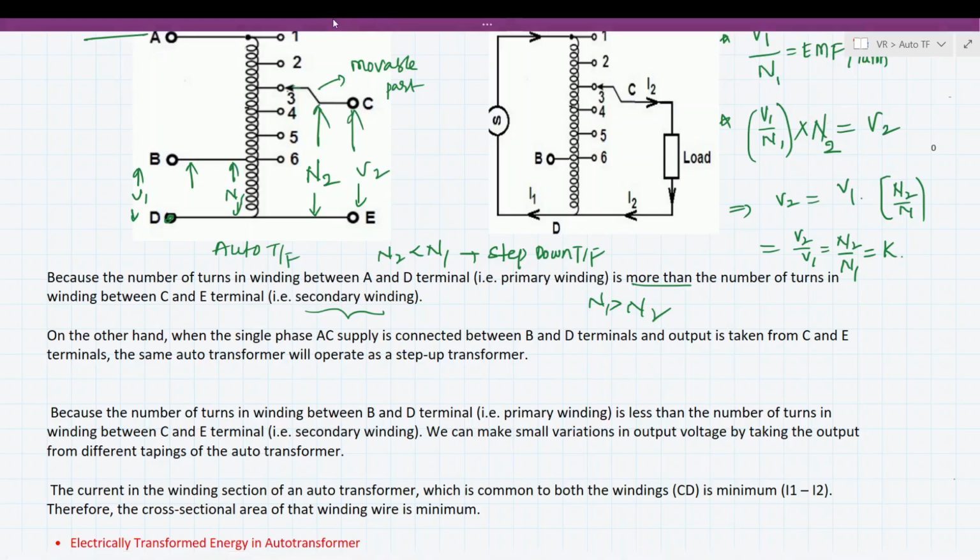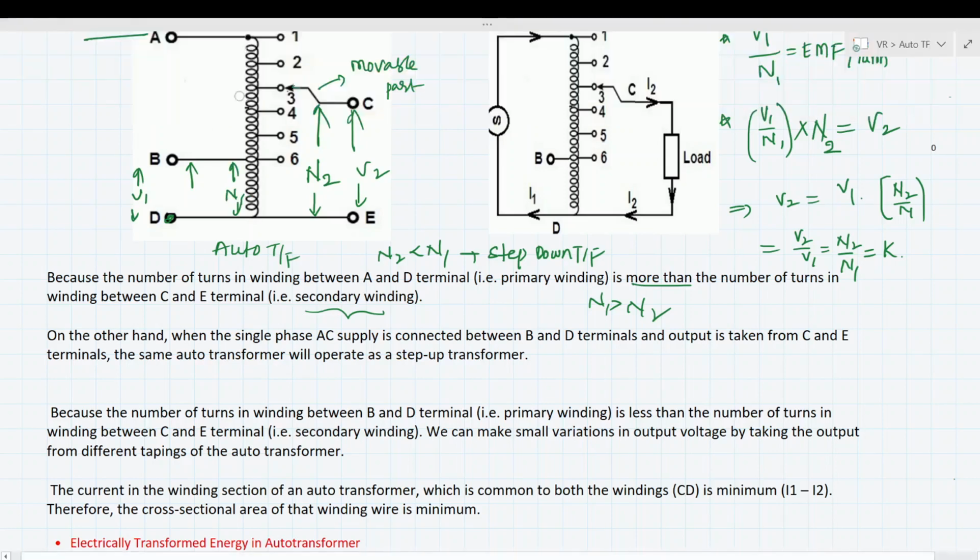Now BD is supplied with single phase supply and output is taken across C and E terminals. So N2 is constant but N1 is varied. Now N2 is greater than N1, that means V2 will be greater than V1. So this is called a step up transformer, because the number of turns in the winding between B and D is less than the number of turns in the winding between C and E terminals.